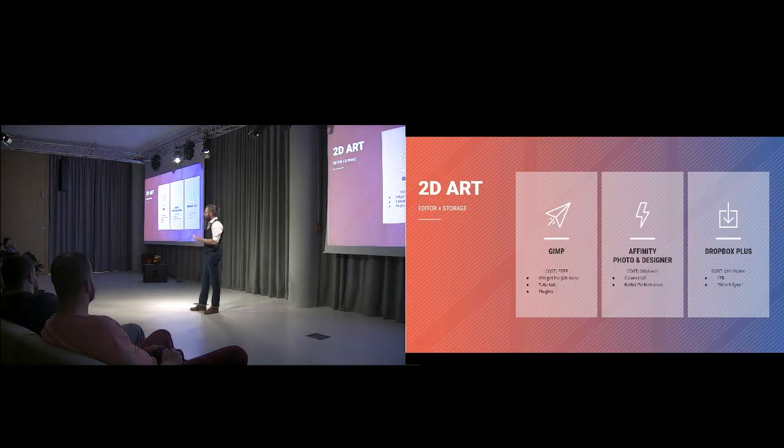So for 2D art, if you've never done 2D art before, I'd recommend GIMP. It stands for GNU Image Manipulation Program. It's been around forever. It's totally free. It's open source. That is something you can use to dip your toes in, see if it's for you. It can do photo manipulation. You can draw with it. It's going to get you where you need to go cheaply.